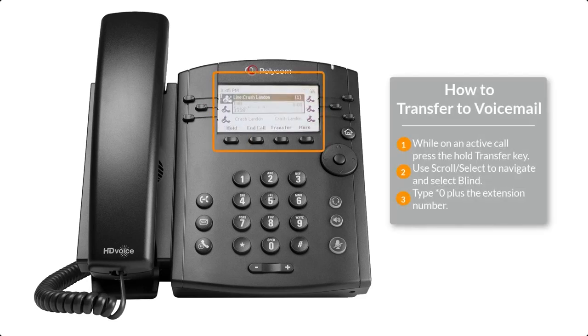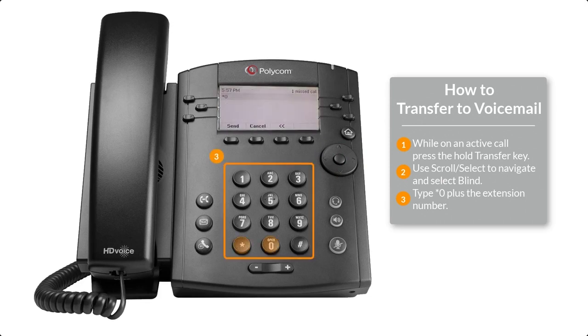To facilitate a transfer to voicemail, you must be on an active call. Press and hold the transfer button until you see the transfer select screen. Using your Scroll Select tool, navigate to Blind and select it. Then, type *0, followed by the extension number. *0 tells the phone system to transfer to the voicemail box of that extension.